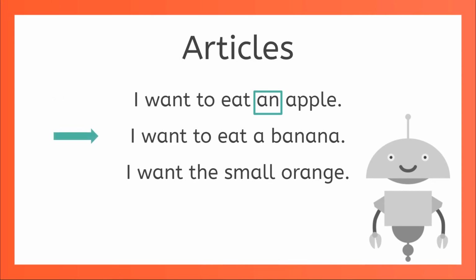Next sentence. I want to eat a banana. This time our noun is a general one starting with a consonant. That means we use the article a.